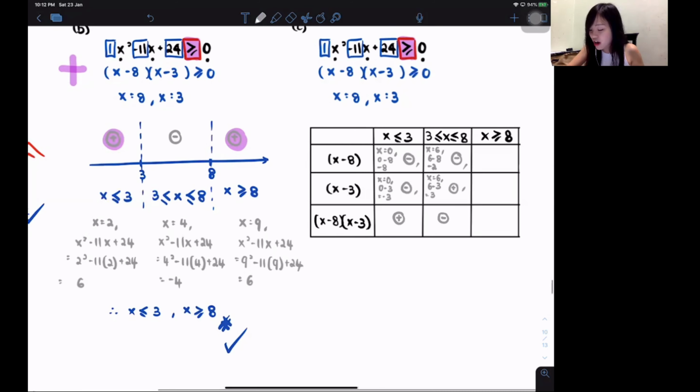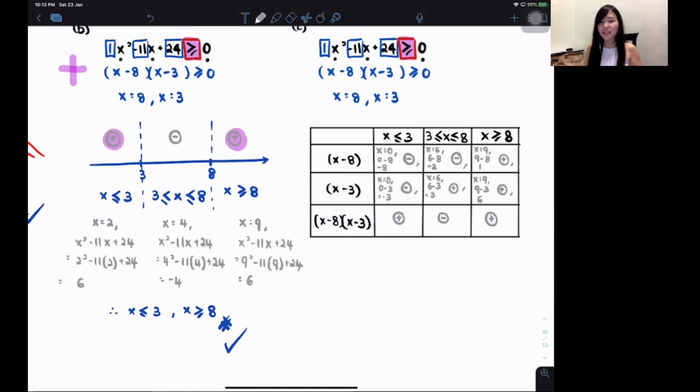Last column, x bigger than 8, such as 9, 10. Let's say I'm using 9. So this one, 9 minus 8 gives 1, which is positive. Sorry for my internet, I hope you bear with the lag, but I will wait for it. Then this one, again I substitute 9: 9 minus 3 gives 6, which is positive. So positive, positive, positive. Just like that.